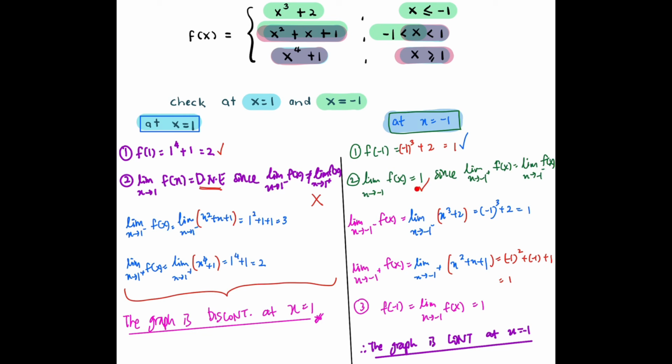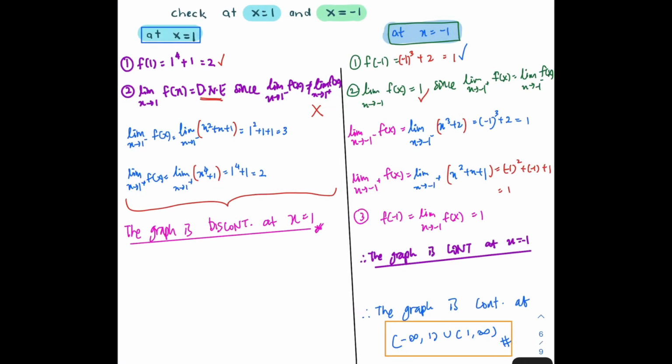Then let's see the third condition. We must make sure the answers for part 1 and part 2 are the same. Yes, it is the same. It is equal to 1. Therefore, the graph is continuous at x equal to -1. So finally, we can conclude that the graph is continuous at any other point except the point x equal to 1. So it is continuous from -infinity until 1, union 1 until infinity.